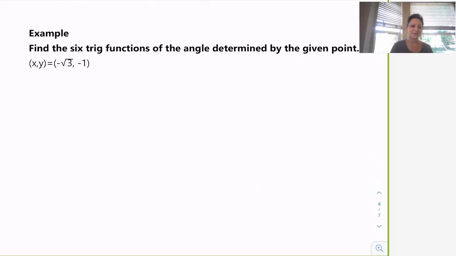Okay, so let's try this example together. Please write in your notes what I write on the screen. So we're going to find the 6 trig functions of the angle determined by the point negative square root of 3 comma negative 1. So let's go ahead and draw that point out. Can you tell what quadrant that point is going to be in? Yeah, it's going to be in quadrant 3 because I'm going left and down. So I'm going to go left negative square root of 3, down negative 1. So I'm going to end maybe right around there.